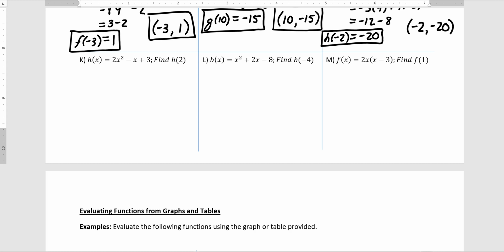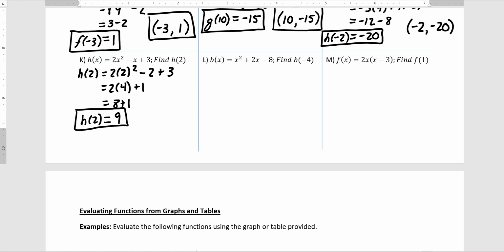Looking at letter K, h of x equals 2x squared minus x plus 3. Find h of 2. Okay, so h of 2 would equal 2 times 2 squared minus 2 plus 3. So I've got to do my exponent first. 2 squared is 4, so this will become 2 times 4. I'm going to go ahead and do negative 2 plus 3 as well. Negative 2 plus 3 is just 1. 2 times 4 is 8. So I'm left with 8 plus 1, which tells me that h of 2 equals 9. So there it is in function notation. As a coordinate pair, I would have the pair (2, 9). All right, input, comma, output.